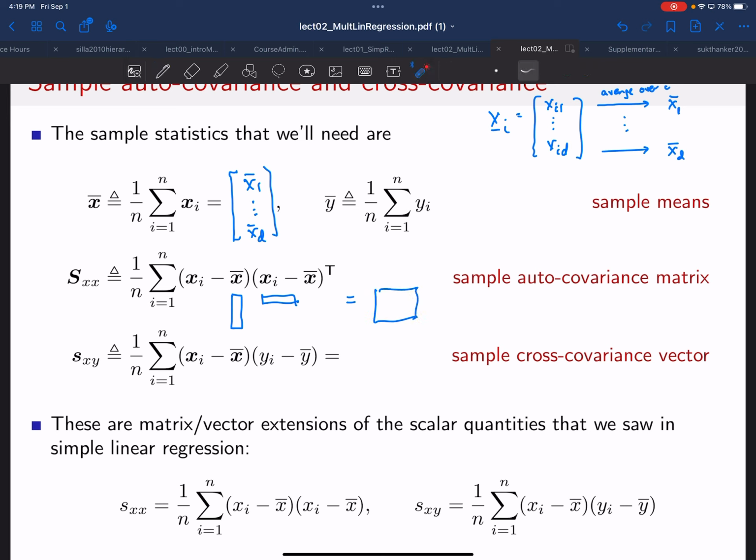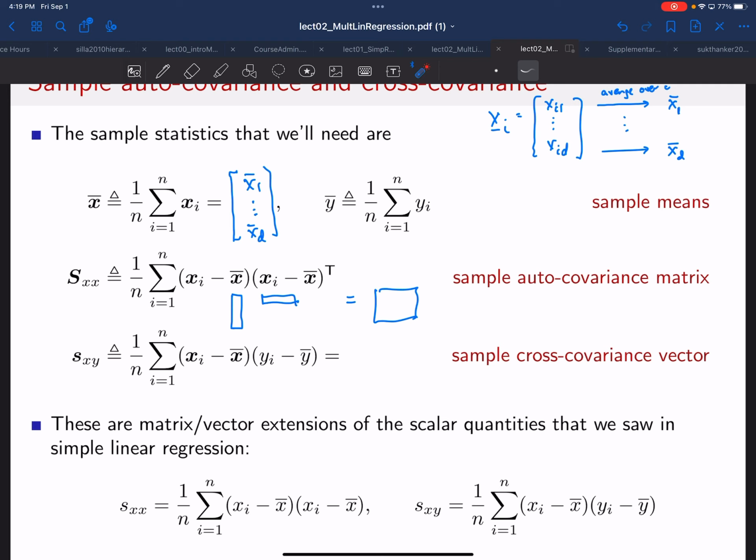This dimension has to match this one, and this dimension across the top has to match this one. So basically this is an entire matrix, and when you look at the diagonal elements, you will find the variances of x1, x2, x3, and so on. When you look off diagonal, you will see the covariances between xi and xj for different i and j. So that's what's in this big matrix, the sample autocovariance matrix. Any questions on that?